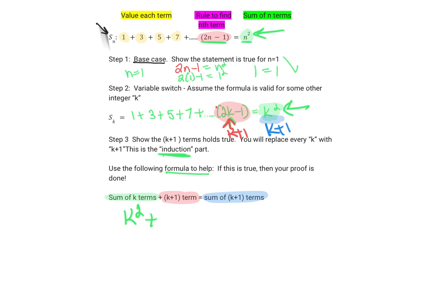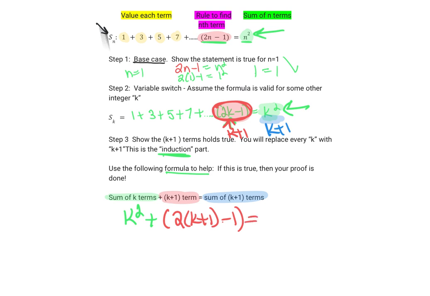So I am just taking this guy here, and instead of k, I'm putting in k plus 1. So I'm going to have 2 times k plus 1 minus 1. All that I did, again, is what I have highlighted in pink. I took k out and I put k plus 1.